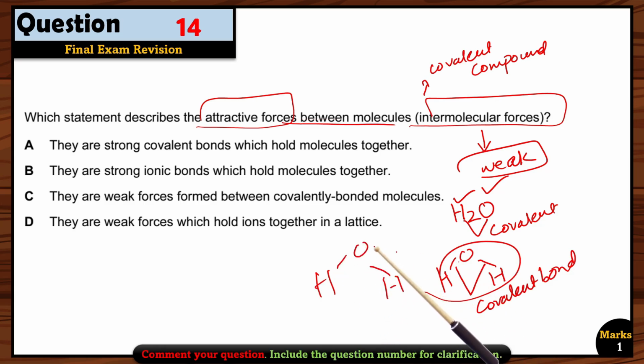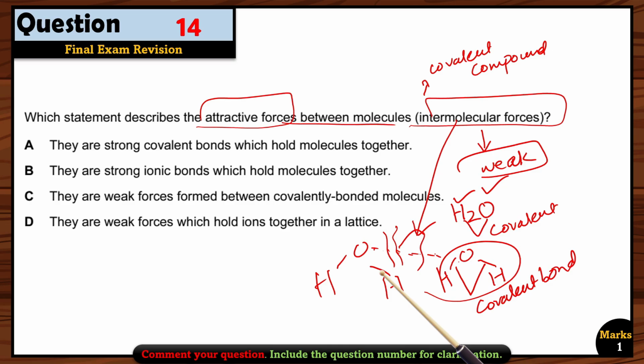So these molecules are connected with each other through weak intermolecular forces. We can also call them intermolecular forces. That's why the boiling point of water is low. Why? Because when you boil it, this force will break. So in the exam, if they ask which statement describes the attractive forces between the molecules, you have to choose the word weak forces.